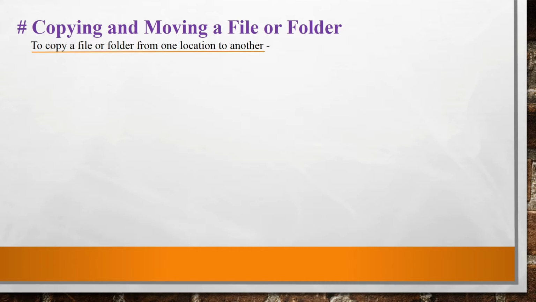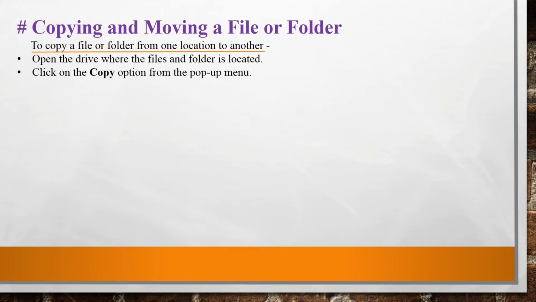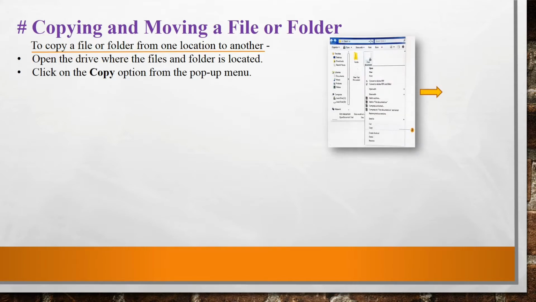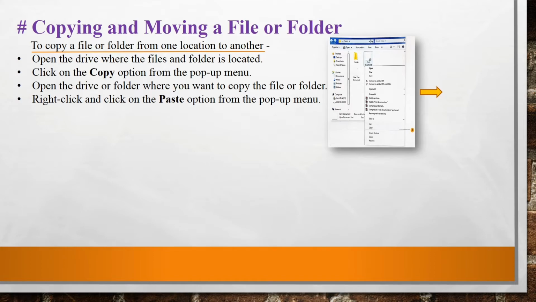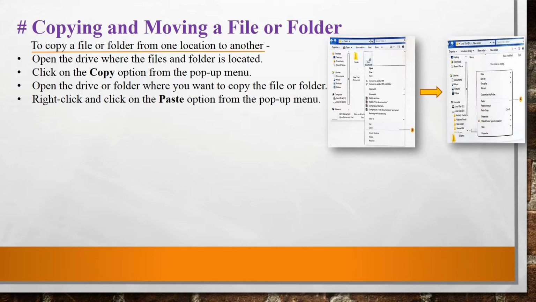There are some steps that need to be followed to copy a file or folder from one location to another. Number 1. Open the drive where the file or folder is located and select it by right-clicking on it. Next, click on the copy option from the pop-up menu and then open the drive or folder where you want to copy the file or folder. Finally, right-click and click on the paste option from the pop-up menu. The file or folder will be copied to the desired location.